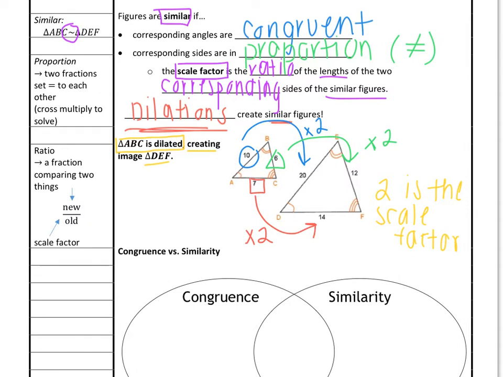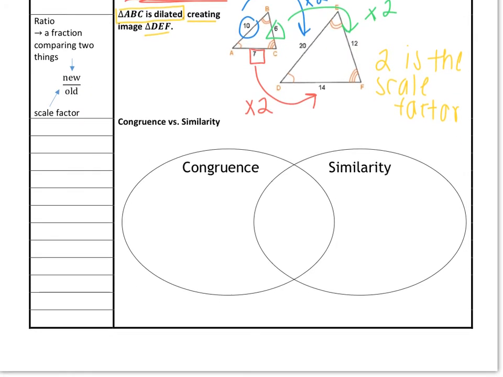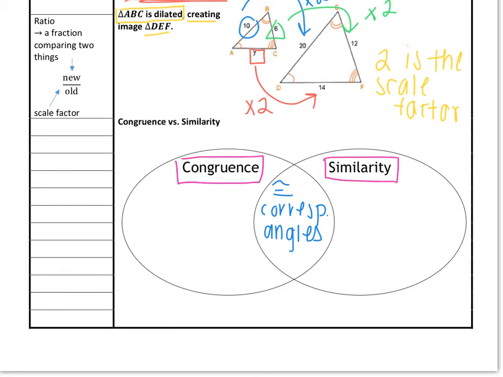Now if we sum up what the differences are, let's scroll down. Congruent versus similar. The first thing that we know to be true, which we just talked about, is that we still have congruent corresponding angles. That is true for both congruence and similarity. Angles never ever change.